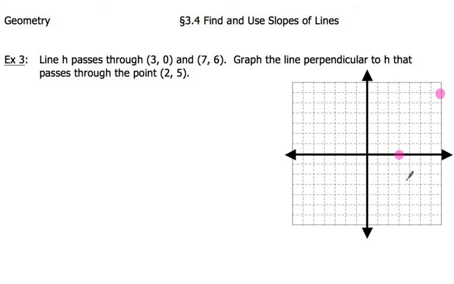Now, I want to graph the line perpendicular to H that goes through the point 2, 5. So the point 2, 5, so 1, 2, 1, 2, 3, 4, 5 is right here. So let me go ahead and draw a line that connects the two that are part of my line. So I'm going to have these pieces of information.